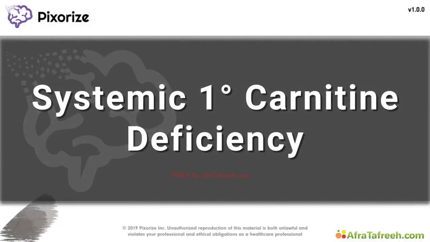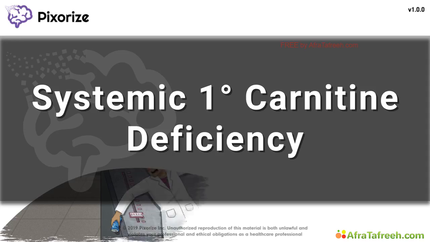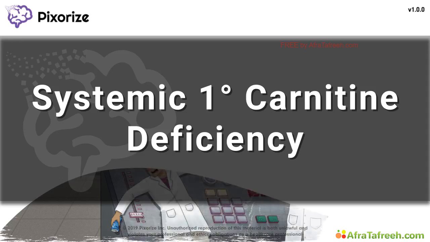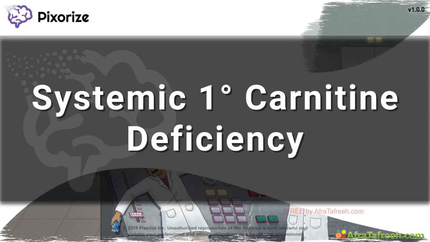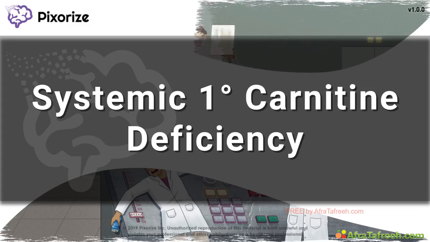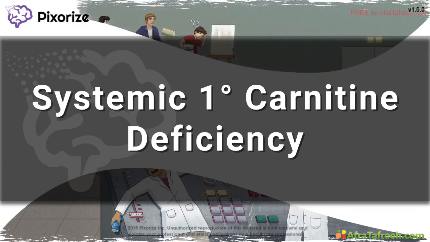Systemic primary carnitine deficiency is an inborn error of lipid metabolism. And as you can probably guess from the name, it's caused by a deficiency of carnitine. Carnitine is responsible for the transport of fatty acids into the mitochondrial matrix, where they can undergo beta oxidation and subsequent ketogenesis. Let's first break down the disease's name.